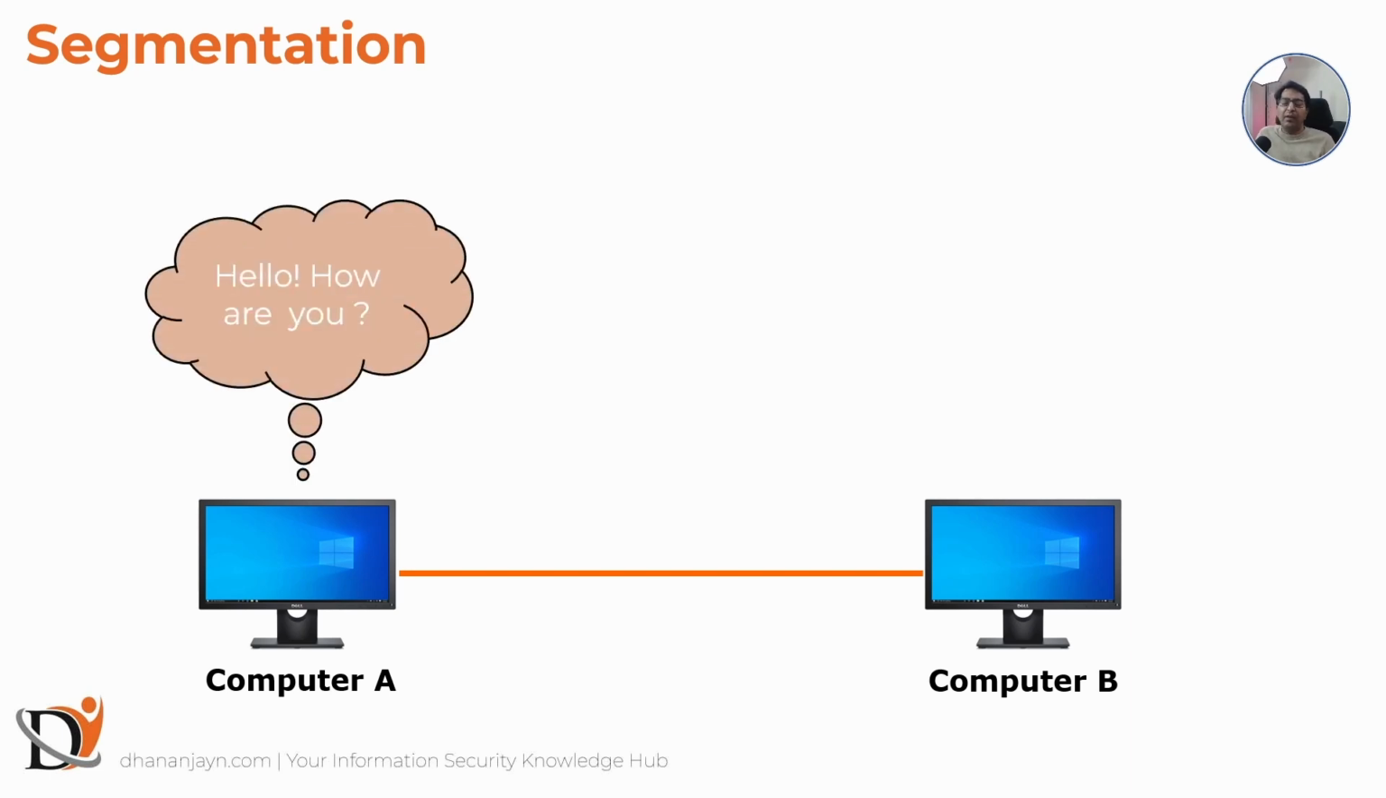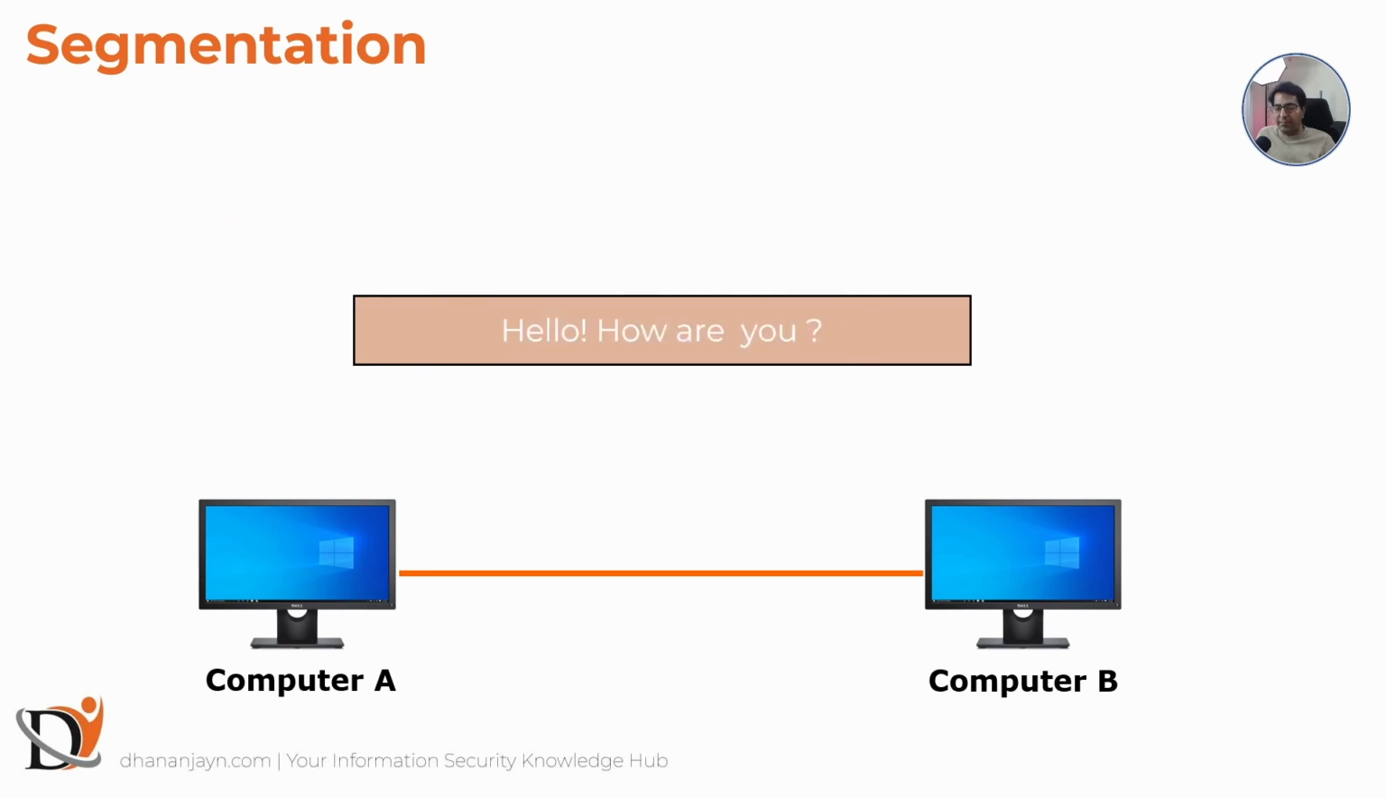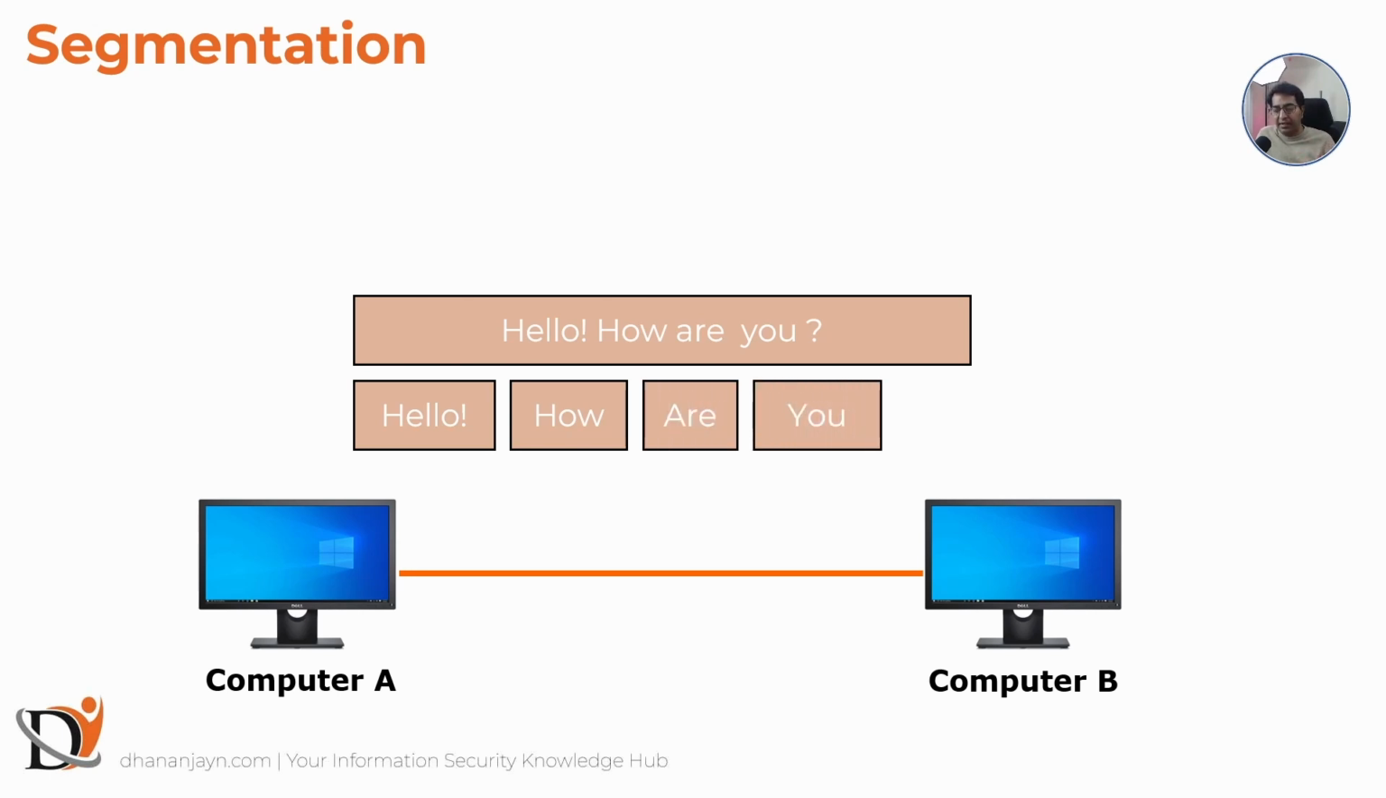So for example, the user on computer A is sending a message to the user on computer B. So this is the message. The primary function of the transport layer is to segment the data. So now the data is being segmented and transmitted to the destination.